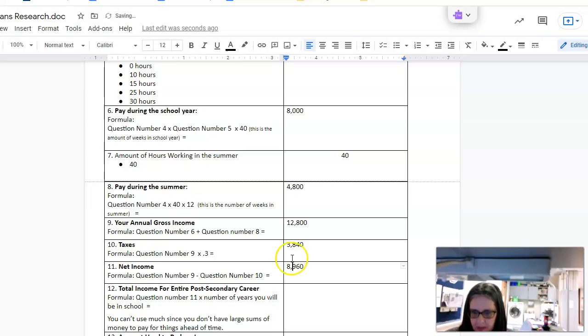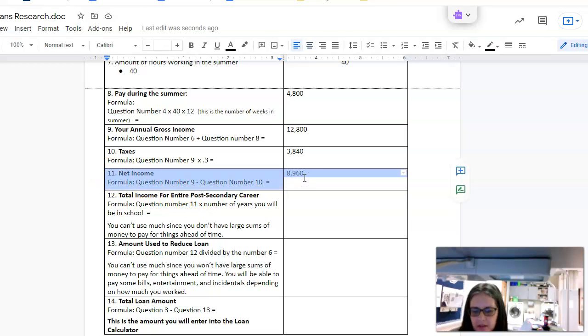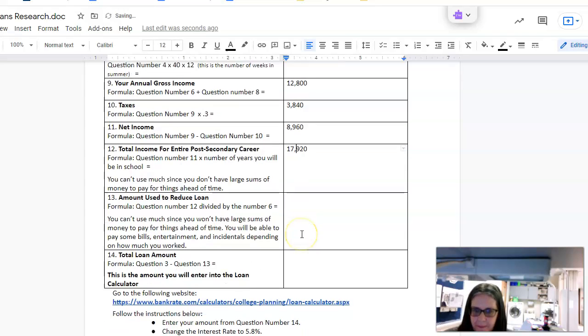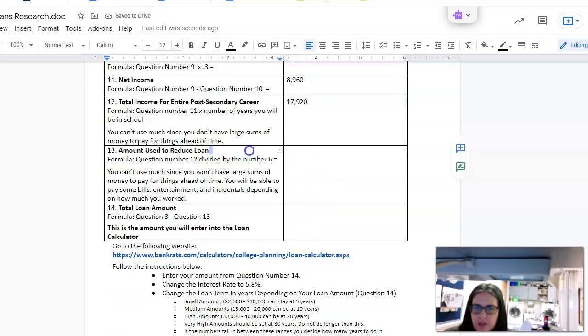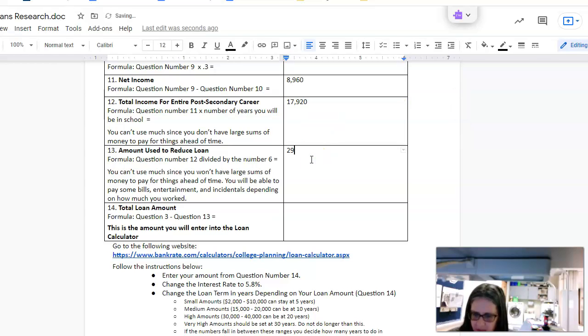Okay. And then this is saying my total for the entire post-secondary. So you're going to take whatever you have for number 11 and multiply it by however many years you're going to be in school. So in this scenario, I would be just 2 years. So it would be 17,000. Okay. And then amount used to reduce the loan, I want you to take this number and divide it by 6. And I get 2,986.67.